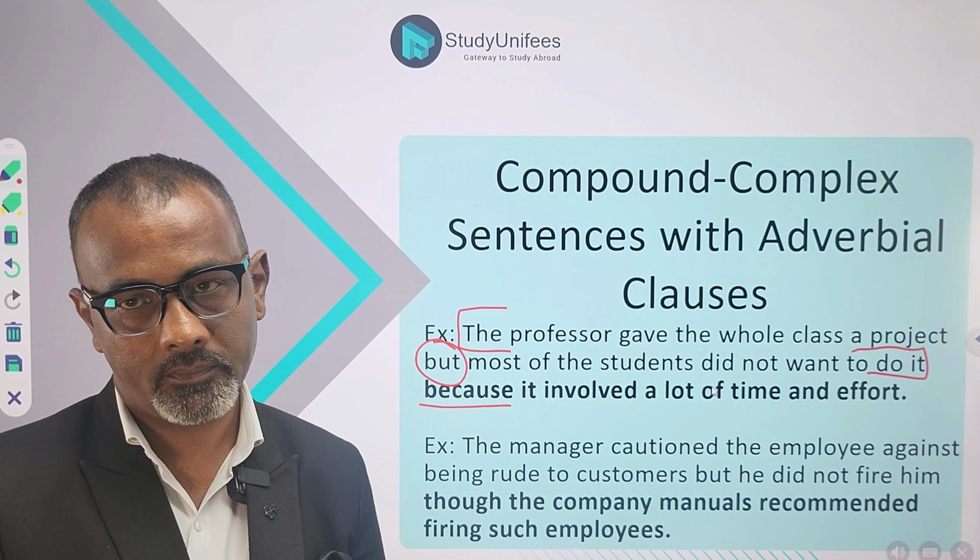Now let's read through the second example together. The manager cautioned the employee against being rude to customers, but he did not fire him, though the company manuals recommended firing such employees. Here, first, there is the compound element.